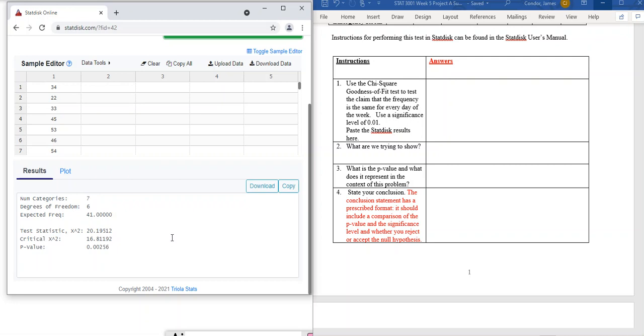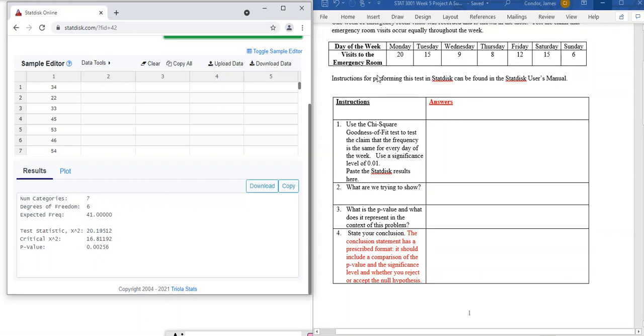Now, is that less than the significance level? Remember, our significance level is 1%. This number is less than 1%. That means we will reject the null hypothesis that the emergency room visits occur equally every day of the week. And that's my data here.